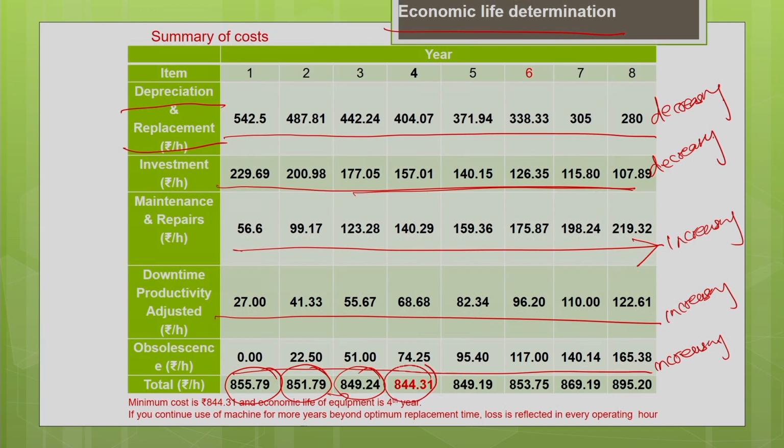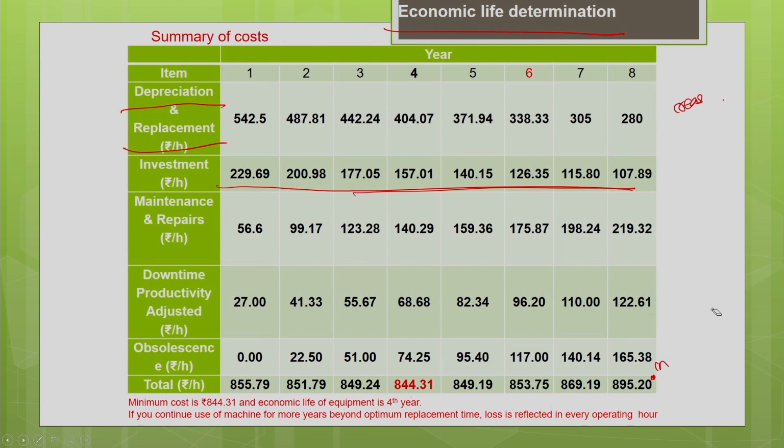For the fourth year it is minimum. Now again, what is happening? The cost starts increasing again, from 844 to 849. So you can see a trend like a parabola. Initially the cost is high, then it reduces, reaches a minimum point, then starts increasing again. Why does it start increasing? Because with the increase in age of the machine, the maintenance and repair cost, the downtime cost and the obsolescence cost are all increasing. So there is a significant increase in the cost of the machine after a particular point. Beyond the fourth year, the cost is increasing.